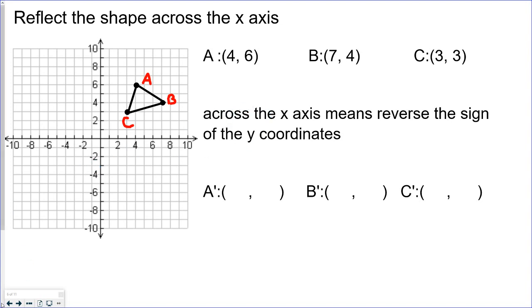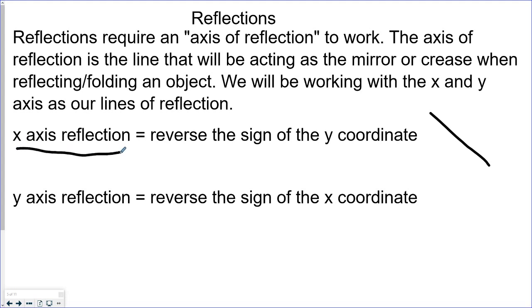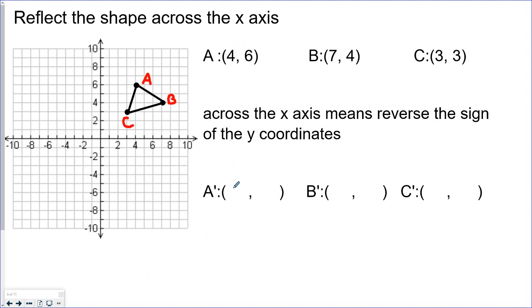So remember, if you fold across the x-axis, you're going to reverse the sign of your y-coordinate. So I'm going to take all my x's and keep them. My x's aren't going to change. My x's are all going to be the same, but the sign of my y-coordinates are going to swap. So positive 6 becomes negative 6, positive 4 becomes negative 4, and positive 3 becomes negative 3. So if I plot these points, 4, negative 6, that's A prime. 7, negative 4. That's B prime.